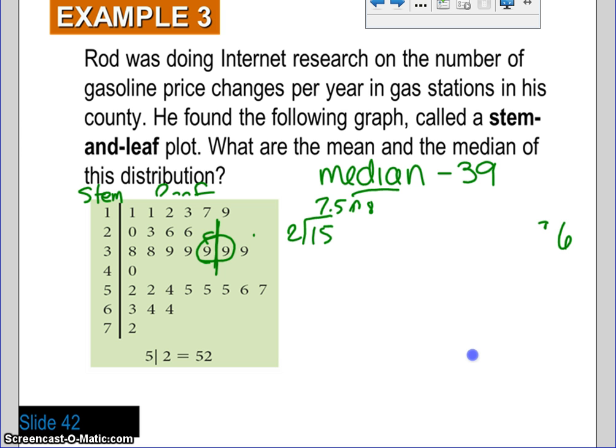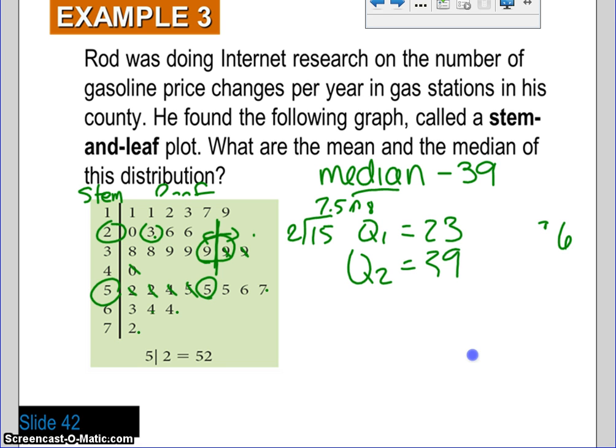So I have 1, 2, 3, 4, 5, 6, 7, 8. So 23, I've got quartile 2 is 39, and I now have that quartile 1 is 23. Now, going this way, there should also be 15 numbers, so let's count them real quick. 1, 2, 3, 4, 5, 6, 7, 8, 9, 10, 11, 12, 13, 14, and 15. So again, the 8th number to the right of the median is going to also be the median of the upper values, which is quartile 3. So we have 1, 2, 3, 4, 5, 6, 7, 55 is quartile 3.